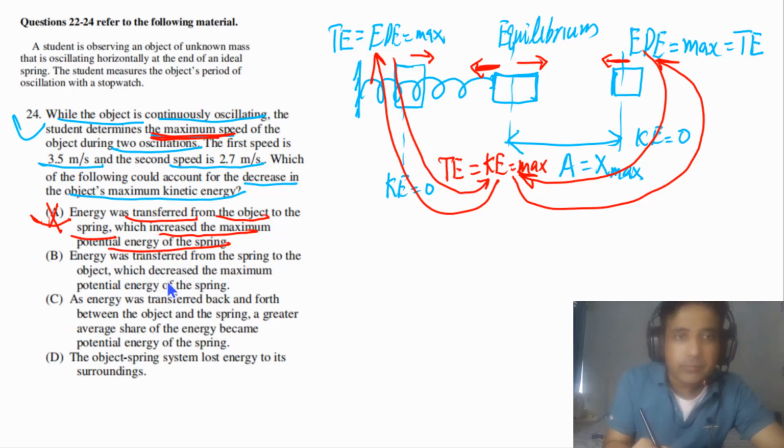The energy was transferred from the spring to the object, which decreased the maximum potential energy of the spring.